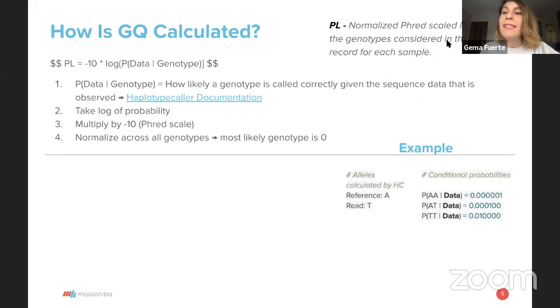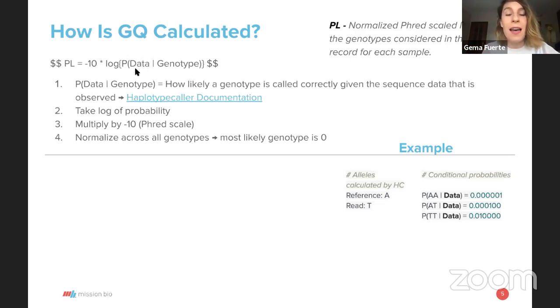So okay, let's see. PL, as I said, is the normalized Phred scale likelihoods of the genotype considered in the variant record for each sample. So how is PL calculated? That is based on the following formula. All of this formula is coming from HaplotypeCaller and GATK. So this is not from Mission Bio, but I just thought it would be useful to give you a little bit of information on where we get this genotype quality from.